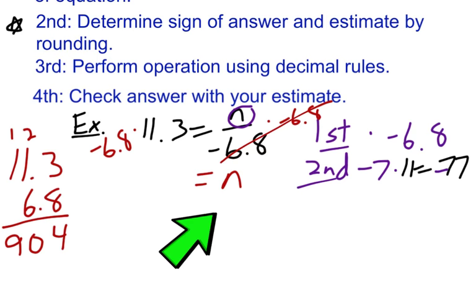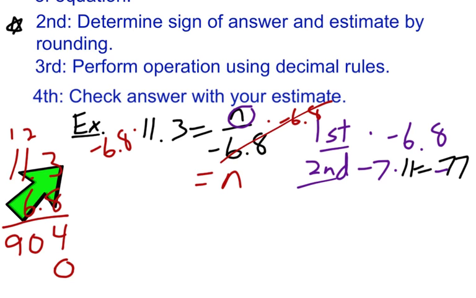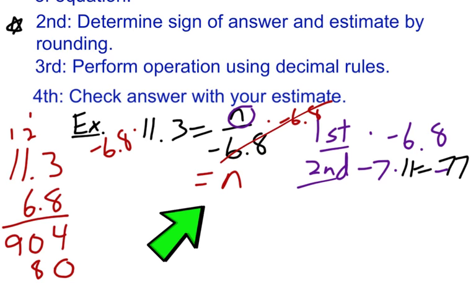Now since I'm multiplying by tens, I'm going to put a 0 here for place value. Now we're on here, 6 times 3 gives us 18, put the 8, carry the 1. 6 times 1 is 6, plus the 1 is 7, and then 6 times 1 is 6.